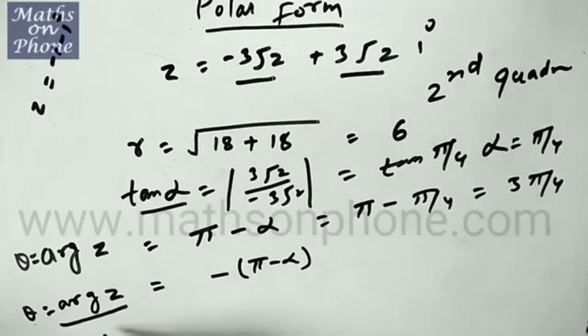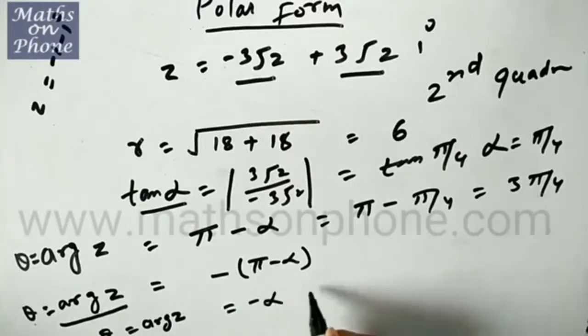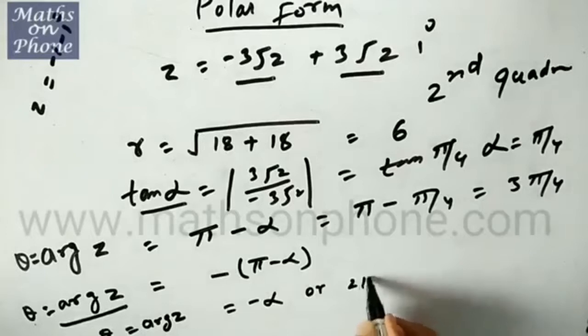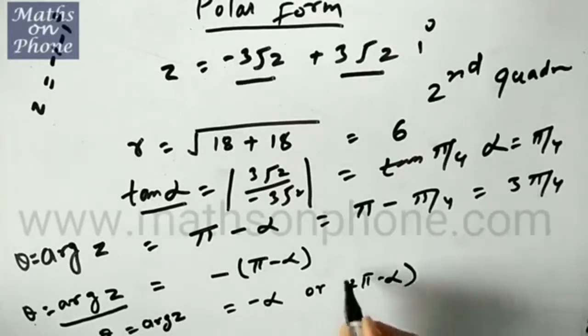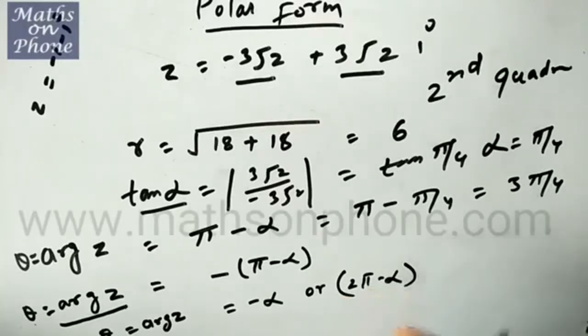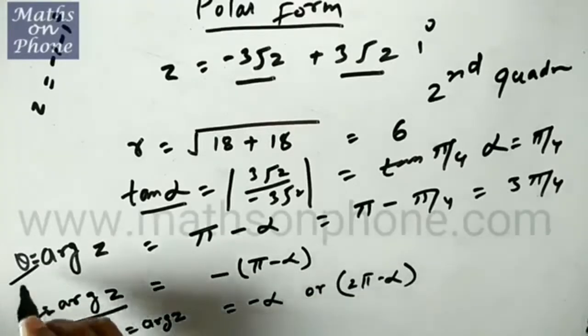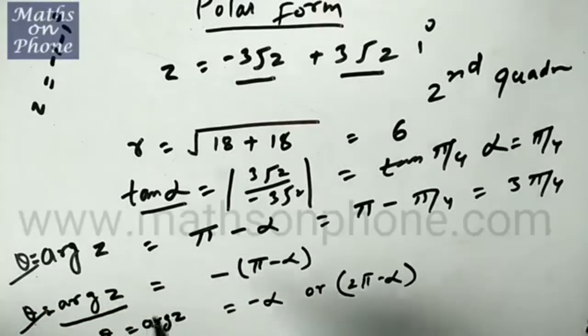If it is lying in the fourth quadrant, what will that be? Do you know? This is just minus alpha, or you can write 2 pi minus alpha. So you just see in which quadrant alpha is lying. Accordingly, you find theta. Accordingly, you get the value of the argument.